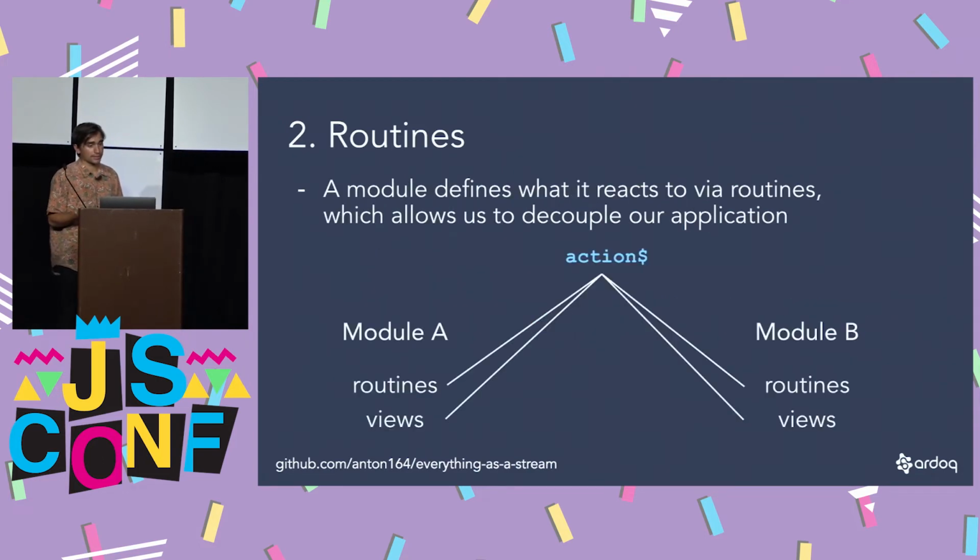So routines allow us to decouple our application, because modules can simply define what they should react to, and our views and other modules can dispatch actions. So it allows us to decouple them. For us, that helped a lot, because we had basically a spaghetti monster. If one service needed to use another, it basically imported it, and then if that needs to use the other one, then you have circular dependencies. And once everything goes over the action stream, it's much easier to build a modular application.